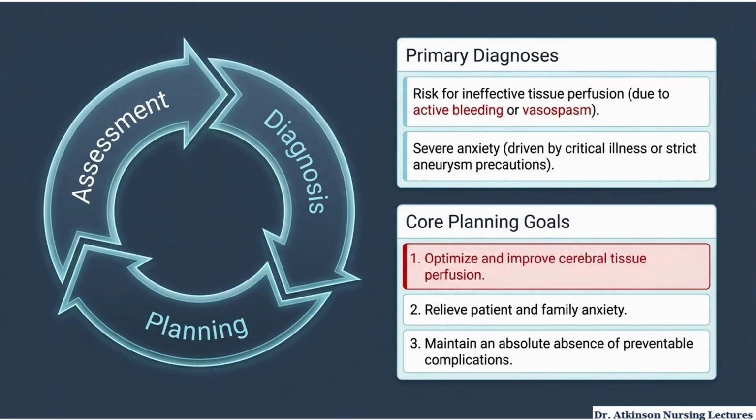Another important diagnosis is severe anxiety. These patients are often critically ill, surrounded by alarms, strict precautions, and sudden neurologic changes. Families are overwhelmed too. So our planning goals focus on 3 major things: optimize cerebral tissue perfusion, reduce anxiety, and prevent avoidable complications. That means frequent neurochecks, tight blood pressure management, maintaining oxygenation, watching for worsening LOC, and communicating clearly with both the patient and family throughout the process.